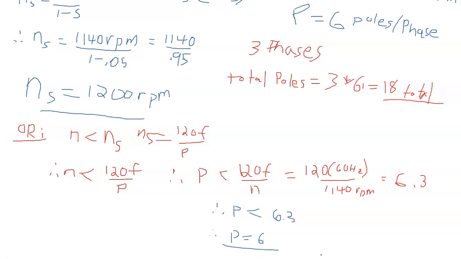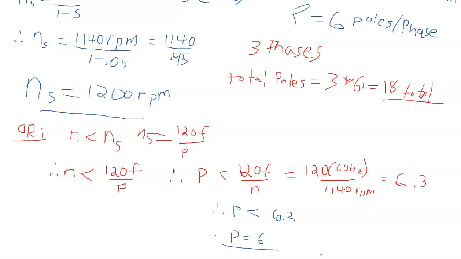P is 6, gives a speed of 1200, and that gives a slip of 60 RPM or 5%, which is what we expect. What about if P was 4? Then that would give us a sync speed of 1800. And if we calculate the slip, it would be like 37%. And we know that that's way too high from what we know about induction motors.